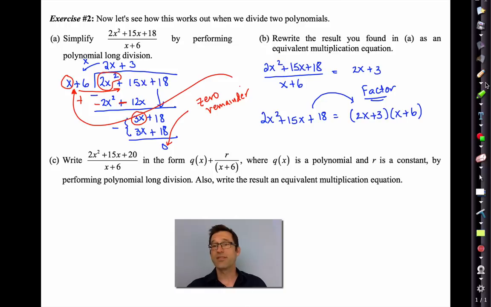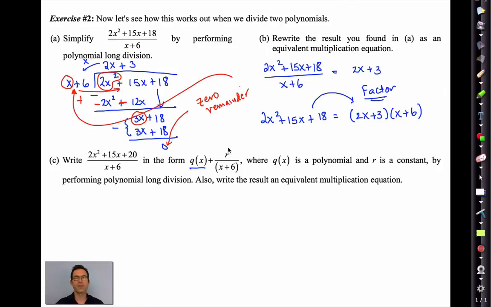Now let's deal with the case where we do have a remainder. See how similar this is to the last problem. It says write 2x squared plus 15x plus 20 divided by x plus 6 in the form q of x plus r divided by x plus 6, where q of x is a polynomial. We should know what that means. R is a constant, by performing long division. All right, so let's do it again. Plenty of practice in long division today, but I want to take this very, very slowly. Now again, it's going to play out very similar to this one, almost identical.